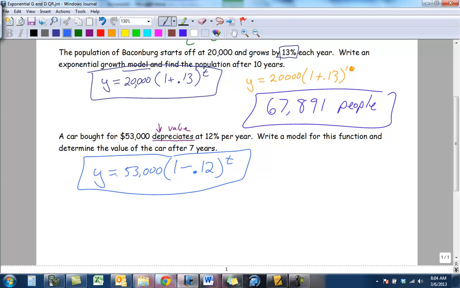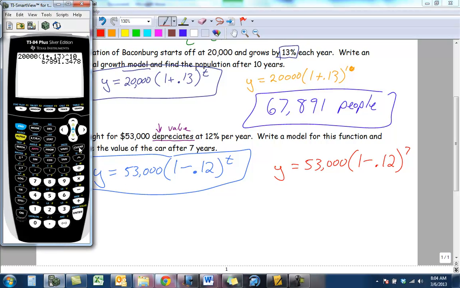Remember, your model is going to have Y and t. But then, to find out what our car is going to be valued 7 years later, we use our model to figure that out. Y equals 53,000 times 1 minus 0.12 raised to the 7th power. 7 years later. So pull out your calculator and again put the whole thing in straight: 53,000, parentheses, 1 minus 0.12, raised to the 7th power.